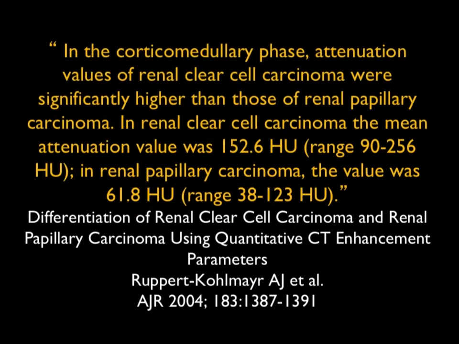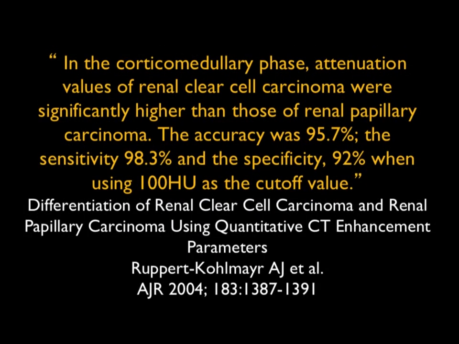Now in the cortical medullary phase, we talk about differentiating clear cell from papillary. We talk about the average clear cell being about 152 Hounsfield units, papillary about 61 to 62. And the point being that if you simply used 100 as a cutoff number, which gives you a lot of leeway, you're going to be greater than 95% accurate and specific.